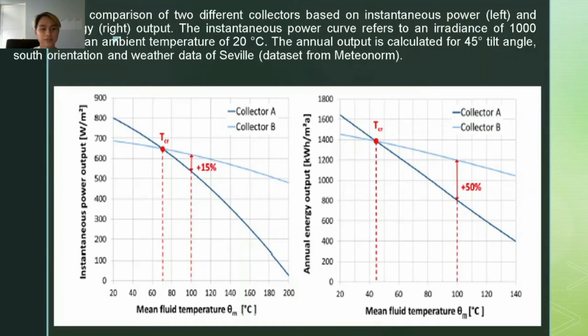Okay, this is a graph. The graph shows the performance comparison of two collectors based on instantaneous power on the left and the annual energy output on the right. The instantaneous power curve refers to an irradiance of 1000 watts per square meter and an ambient temperature of 20 degrees Celsius. The annual output is calculated for a 45-degree tilt angle, south orientation, and the weather data of Seville.